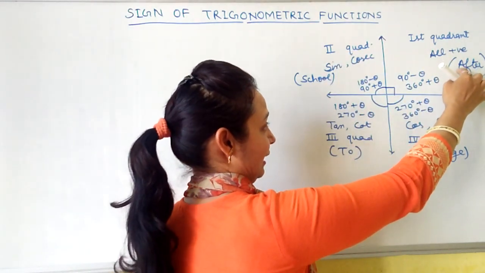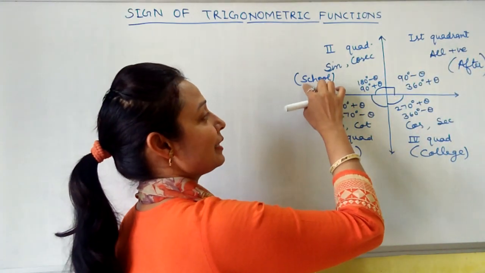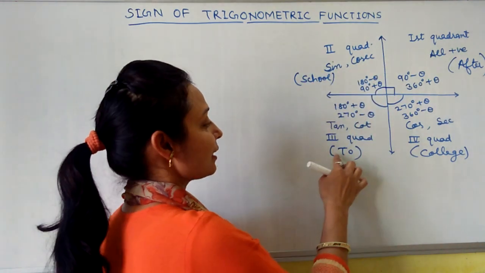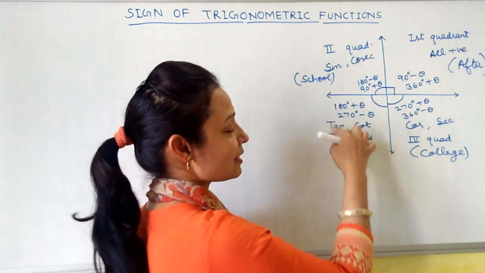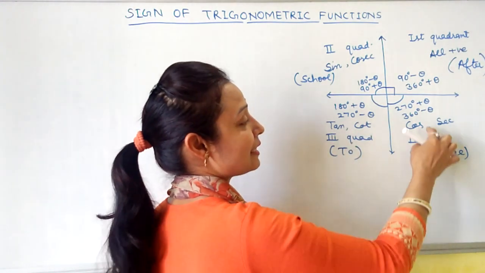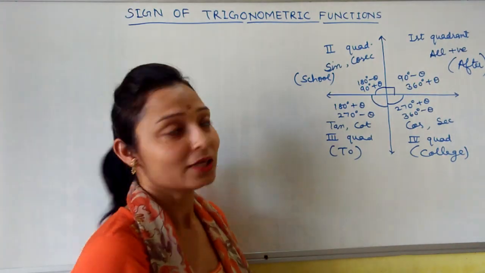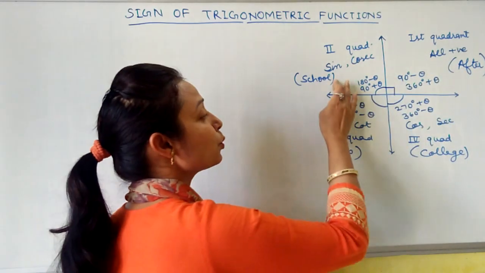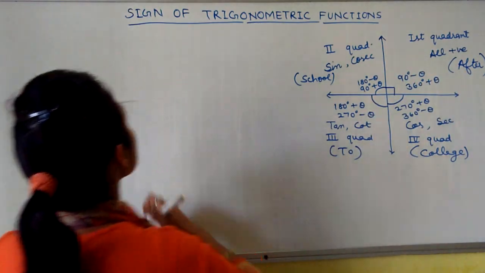After means A. A means all are positive in this quadrant. School means sine. We will take S in our mind for sine and cosec. Then we will take T for tan and cot in this quadrant, and college, that is C, is for cos and secant. So this is a way to learn easily. Okay, you can also take it as add sugar to coffee. Both have the same meaning. Okay, now come to the angles.